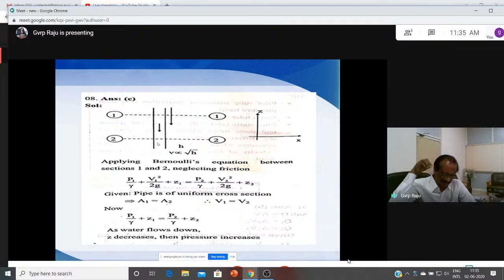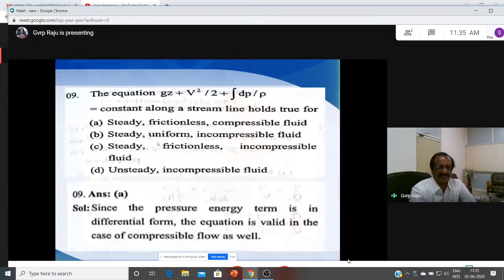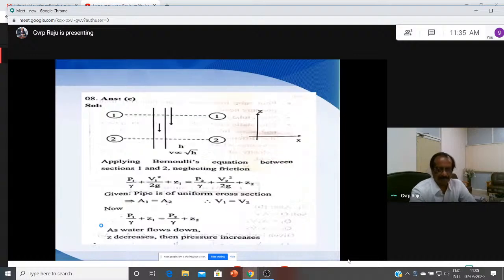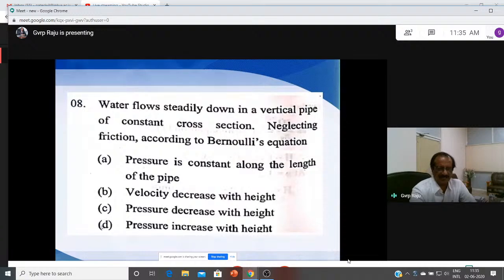As you know, pressure always increases in the downward direction. So the answer is C here. If Z decreases, then pressure increases. The answer is C. Pressure decreases with height. Answer is C.